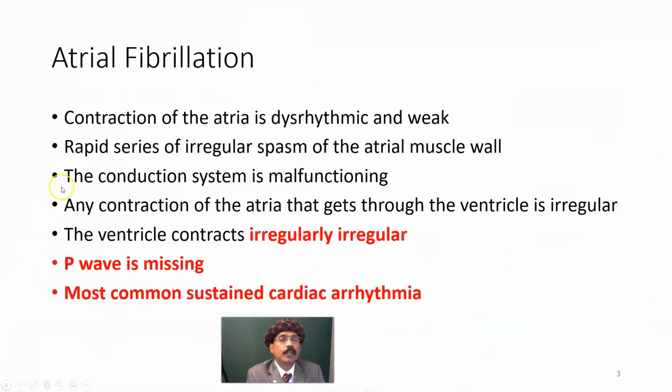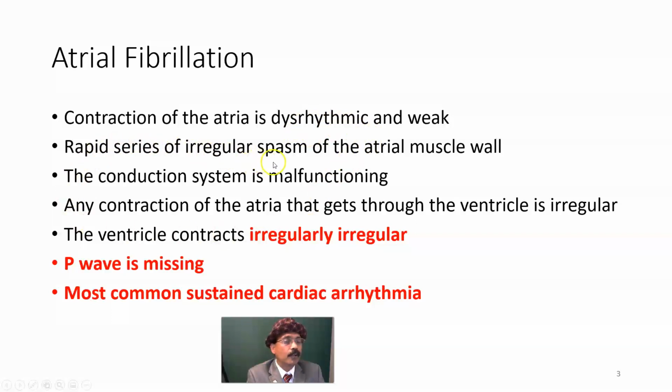Okay, how about atrial fibrillation? Contraction of the atria is dysrhythmic and weak. This is a chaotic situation in the atria with multiple foci of impulse generation, and a lot of them are contradictory to each other. So it is a dysrhythmic, chaotic situation in the atria in impulse formation.